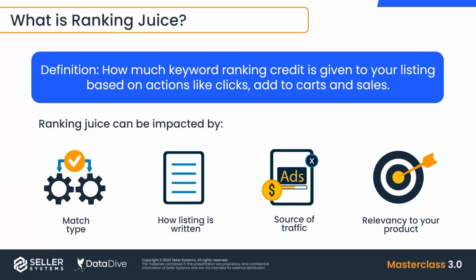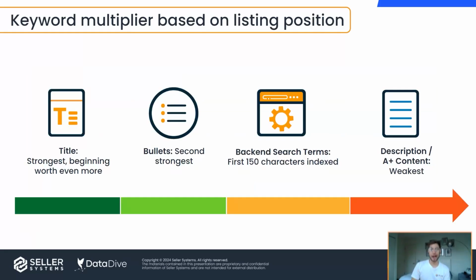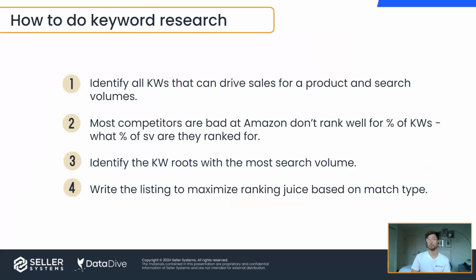and it's going to basically assign values, assign scores, and you're going to be able to see that today looking at the Ranking Juice leaderboard inside of DataDive. It's going to give you a score and show you how competitive the niche is from an SEO standpoint. So I won't spend too much time on this right now, but we have this scoring system for how the listing is written, what the aggregate search volume of the different roots are, and yeah, that's pretty much it.